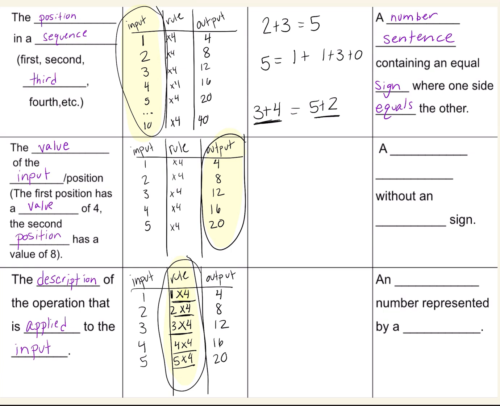Our next word is expression. An expression is a number sentence, but the difference between the one we just did is this is a number sentence without an equal sign. Remember, our equation up here has that equal sign because it's a full equation. But our expression is a number sentence without an equal sign, so it's more like just the problem.